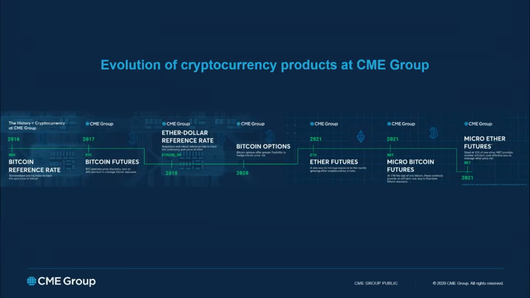And then today, or back on December 6th of 2021, we launched our micro Ether futures. The size of these are in line with our other micros in that micro Ether futures are 1/10 of one Ether. So with Ether trading right now around, I believe, 3,200, the notional value of one micro Ether futures contract is $320. So it's 1/10 of one Ether.